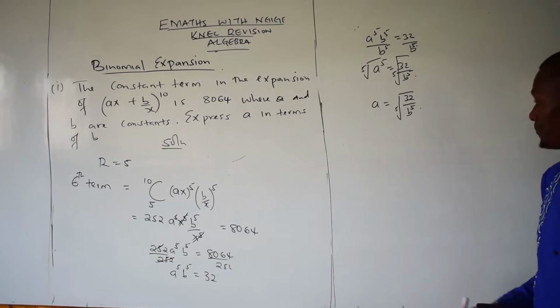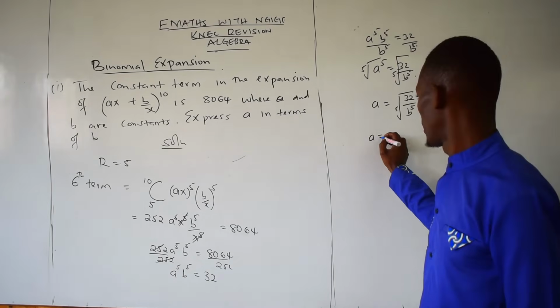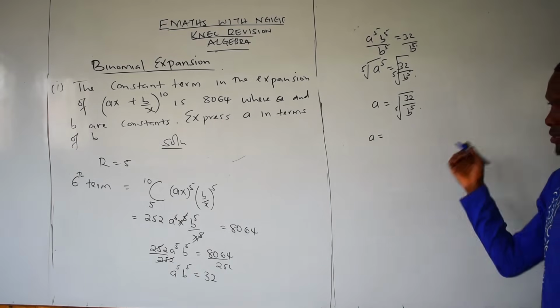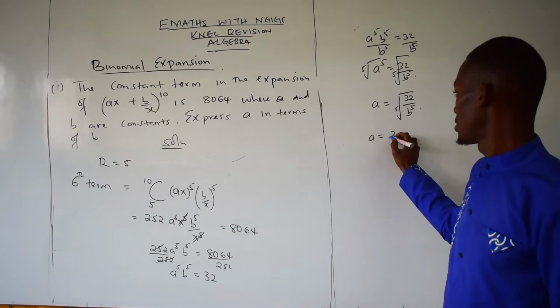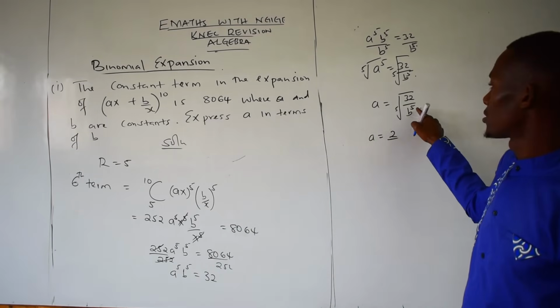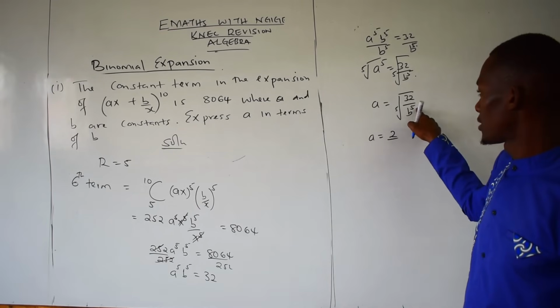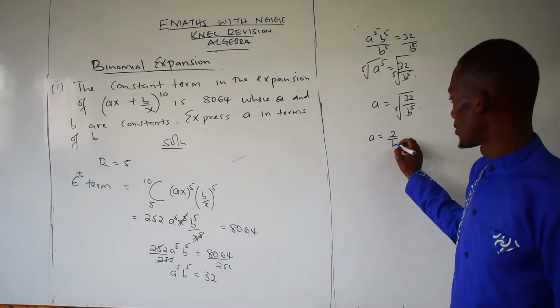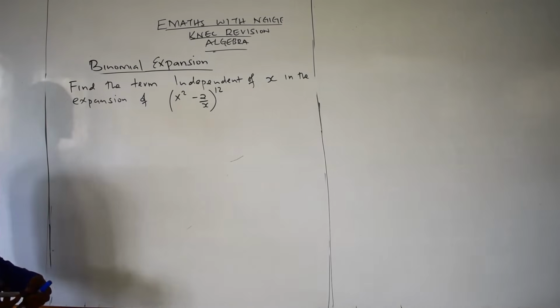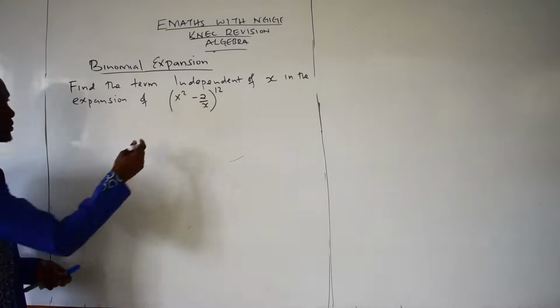And what is the 5th root of 32? That is definitely 2. And what is the 5th root of b to power 5? The root and the power cancel, we remain with b. So a equals 2 over b. A very similar question to the one that we've done. So we have the solution.